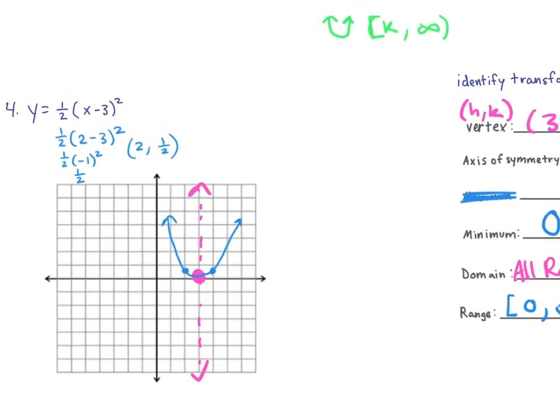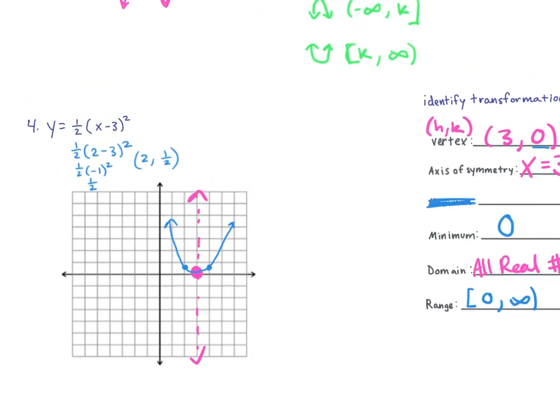Last thing we need to do is identify our transformations. So what does this 1/2 tell us? A compression. And what about this -3? Miss Carver, yes. Why does the 1/2 tell us that it's a compression?